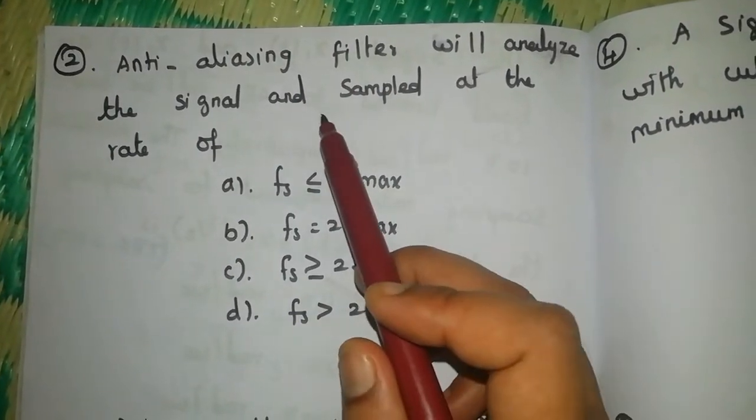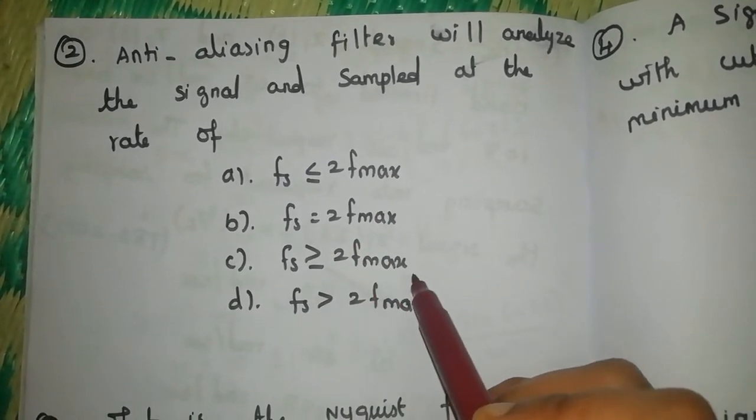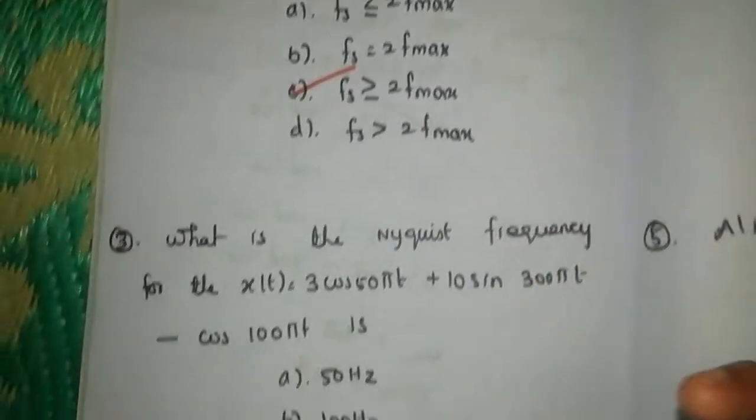The anti-aliasing filter will limit the signal and sample it at the rate of, that is sampling frequency greater than or equal to 2 times the maximum frequency of that signal. So C is the answer.